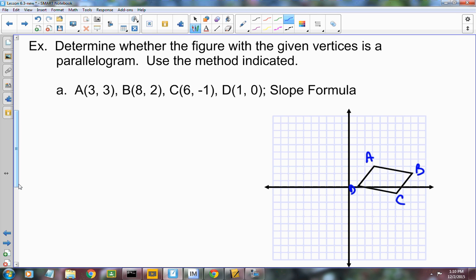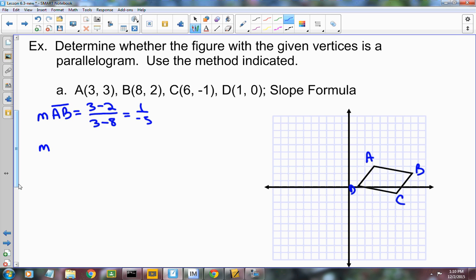I'm going to start out with AB and CD, okay? So I'm going to find the slope of AB. And again, you're going to subtract the y's and then subtract the x's and put one over the other. So I got 3 minus 2 over 3 minus 8. That gives me a negative 1/5.